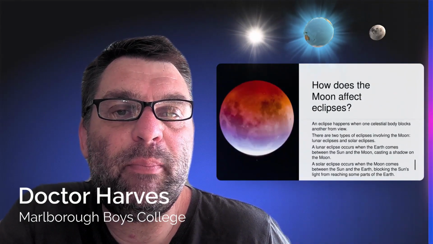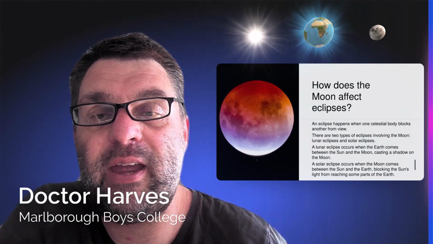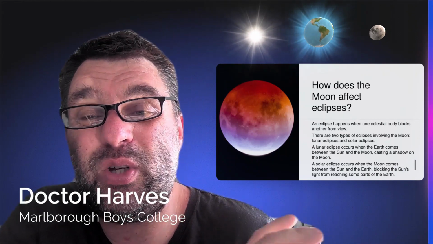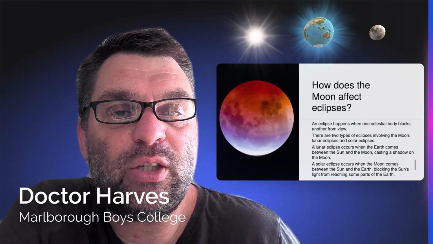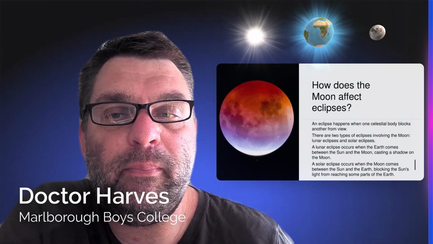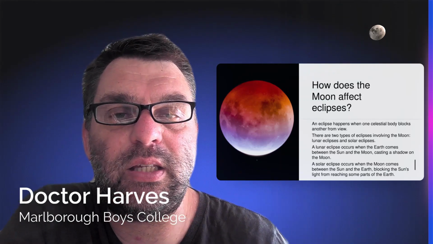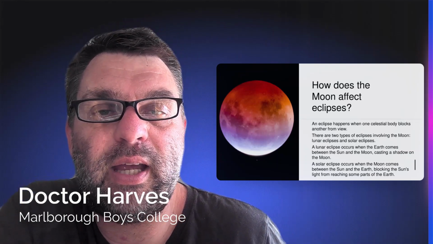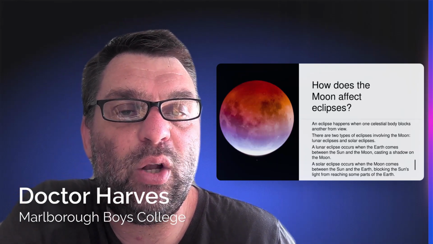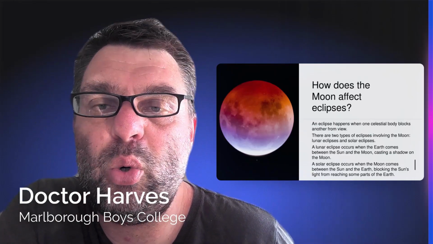So how does the moon affect eclipses? We looked at solar eclipses, but correspondingly you can have a lunar eclipse, and we'll look at that in more detail in another slide presentation later. Basically it's when the moon gets blocked by the Earth going between it and the sun. So the Earth's shadow on the moon is known as a lunar eclipse, and we've already looked at solar eclipses earlier in the course.